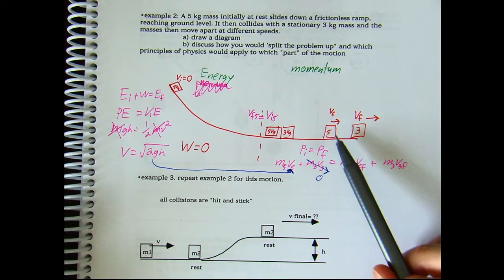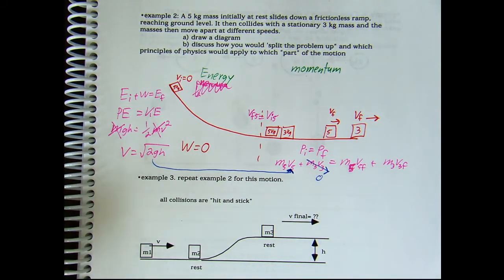We would need to know either the speed of the 5 or the speed of the 3, or we would have to know that they stick together, which we aren't told. So there's no actual way to finish this problem, but this is how this thing would be split up.